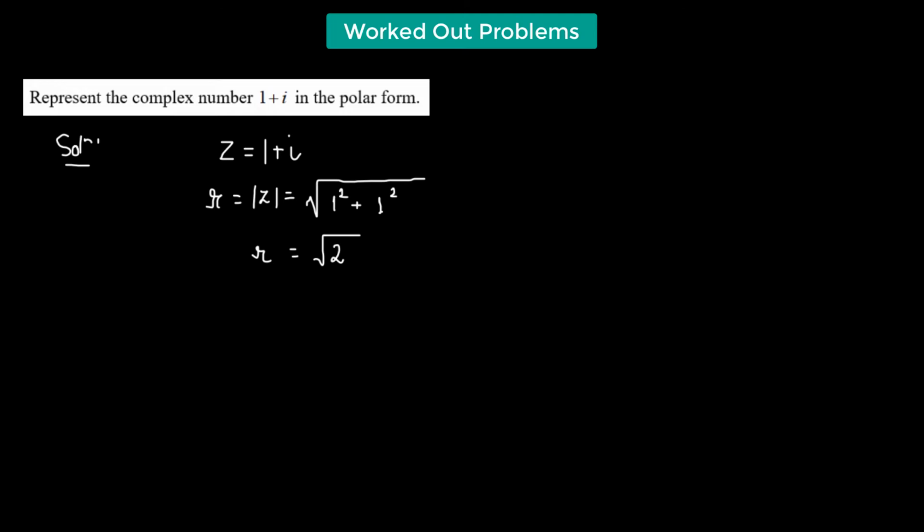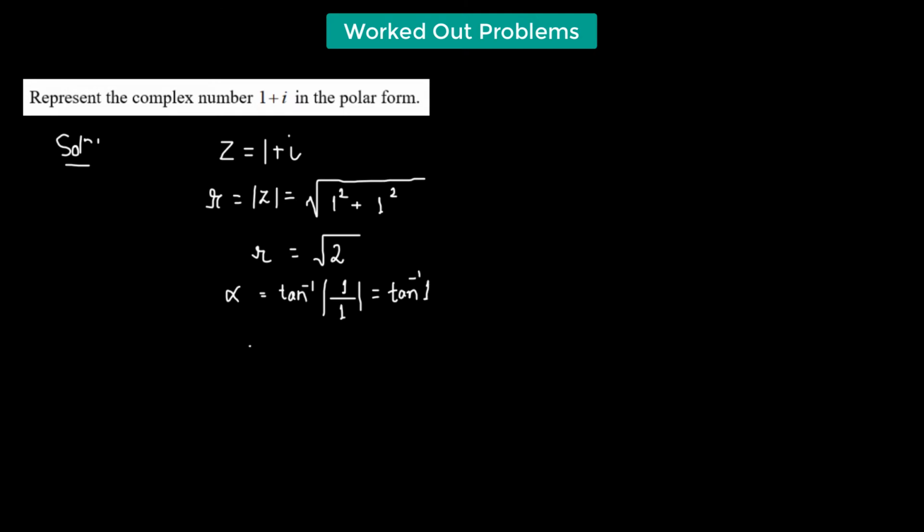Now that we have the value of r, we have to find out theta. Before finding the angle theta, we'll first find the value alpha. So alpha here is an acute angle which the complex number z makes with the positive x-axis, or we can say the x-axis simply. So this is equal to tangent inverse of the absolute value of the imaginary part, which is 1, divided by the real part, which is 1. So that gives us tangent inverse of 1.